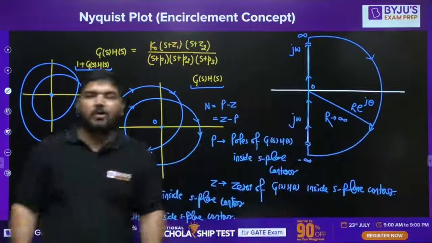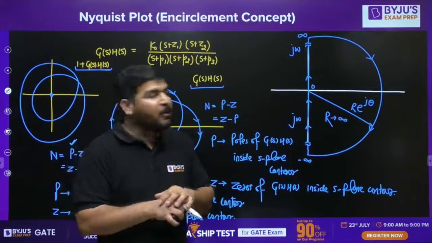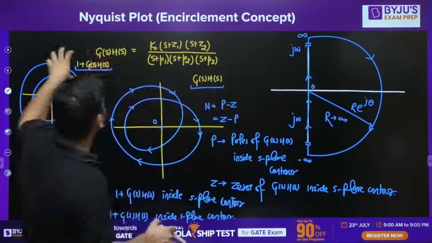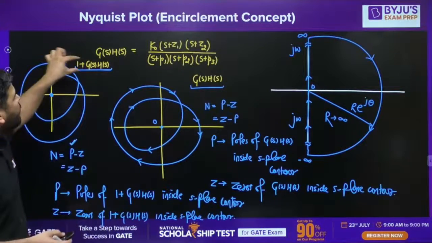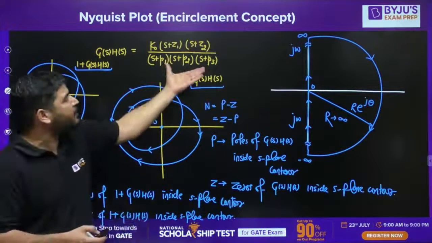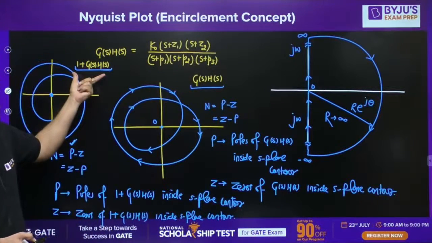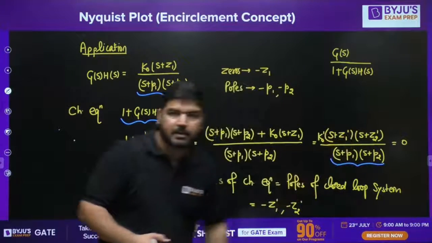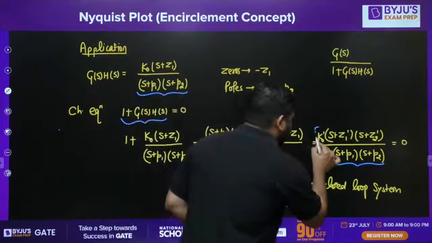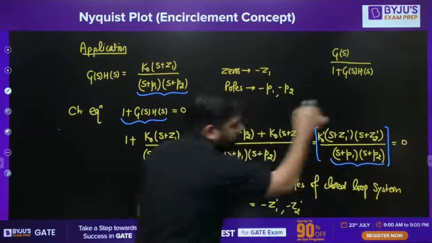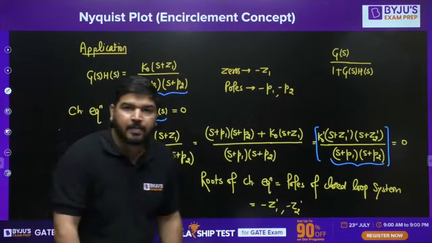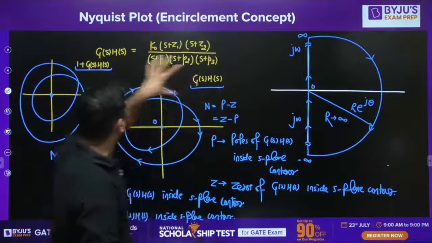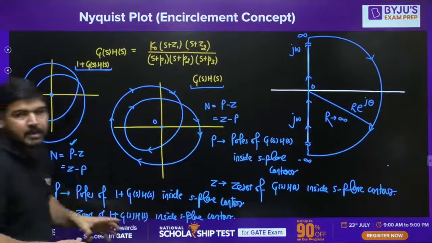But this is a difficult process. Why is it a difficult process? Because it's not easy to map this S-plane contour into 1 plus G(s)H(s). Why? Because first you have to find this 1 plus G(s)H(s). If G(s)H(s) is provided, first you need to find 1 plus G(s)H(s). You have to take the LCM and find 1 plus G(s)H(s). And then you have to map into this function. It's a lengthy process, to map this S-plane contour into 1 plus G(s)H(s) and look at the encirclement of origin.